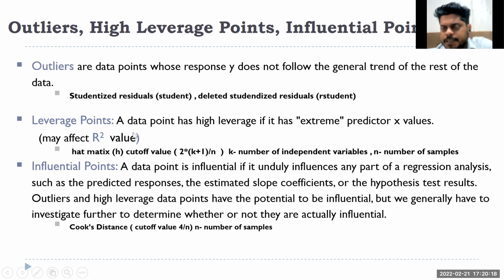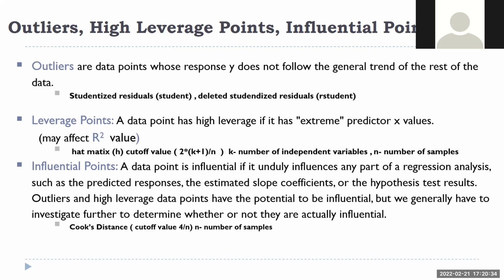So these are the basic three outlier analysis statistics. Again, there are some DFFITS, but these are the basic three which we consider for our outlier analysis. Any questions or any doubt?